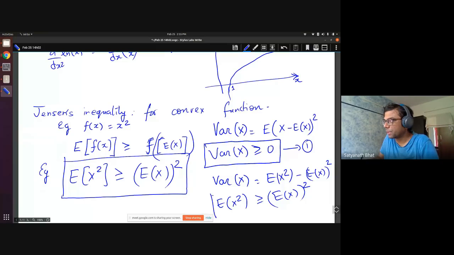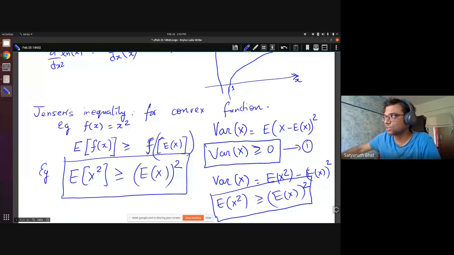So never memorize anything, rederive if required. Even if it wastes time and you will get less marks also, it's okay.